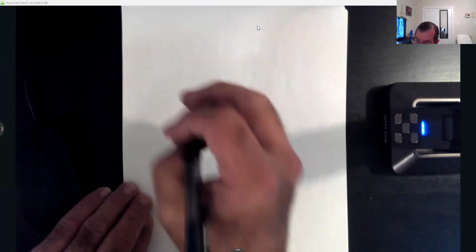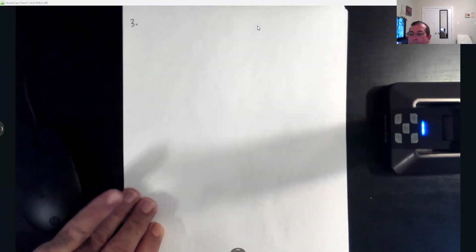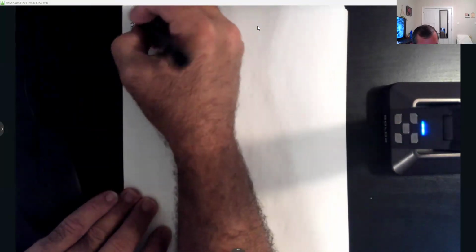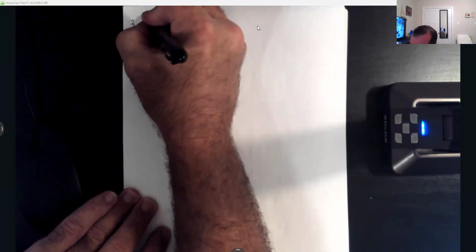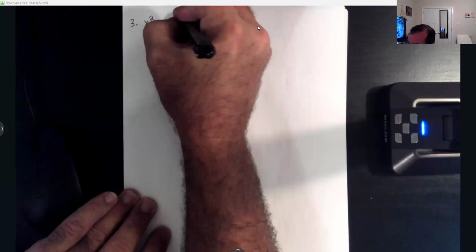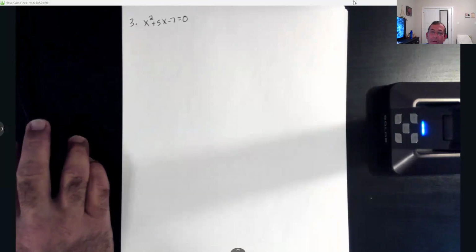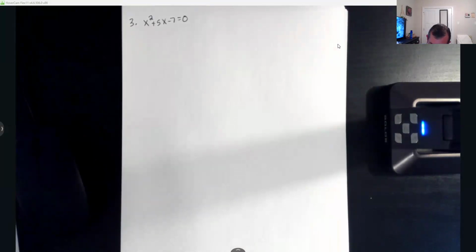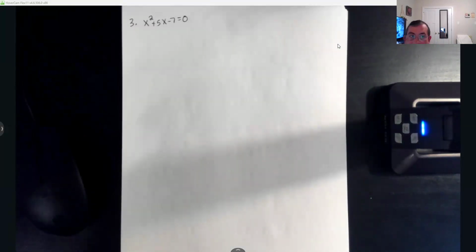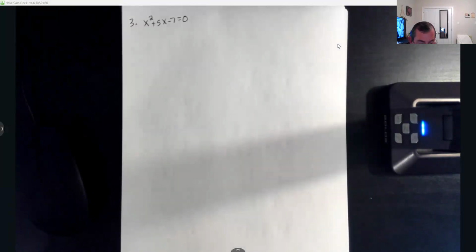All right, y'all. So let's try number 3. Now, y'all, number 3 wants me to solve it. So they're giving me x squared plus 5x minus 7 equals 0. Now, here's the thing on this one. They want me to write the answers using the radicals like I just did on that one. And they want us to do decimal approximations.